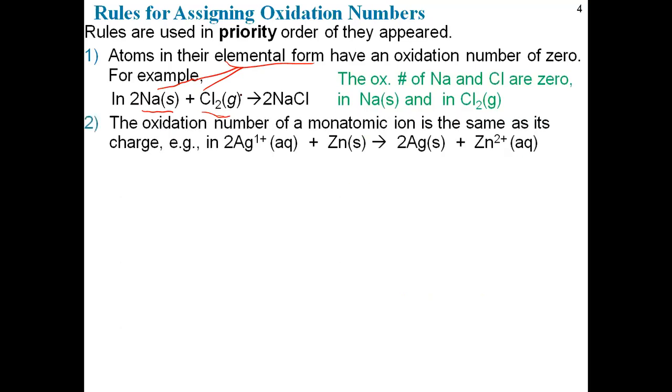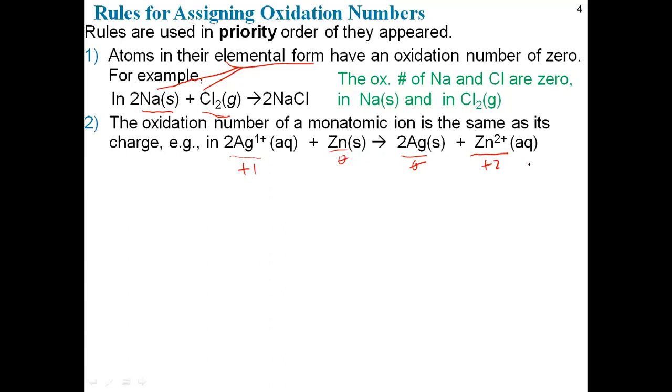The second rule is that the oxidation number of a monatomic ion is the same as its charge. For this second reaction, we have these monatomic ions. These two are elements, so this is 0 from rule number 1, and this is 0 from rule number 1. Every zinc atom is 0, every Ag atom is 0. What about this Ag+ ion? Plus 1. What about this Zn2+ ion? Plus 2. That's how we use the first two rules.